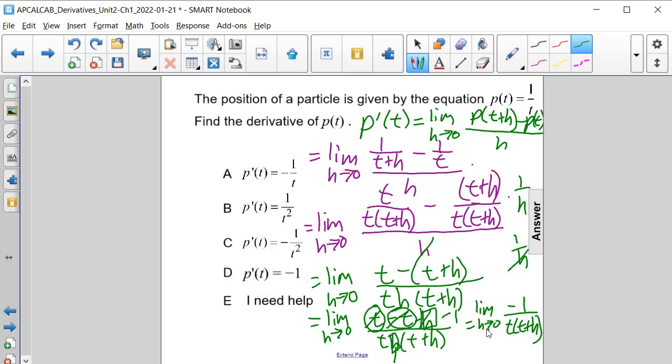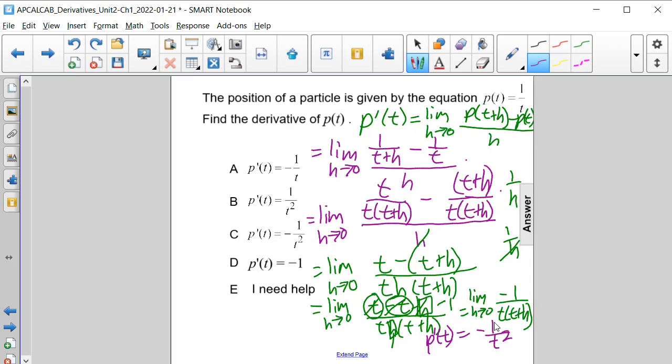And now we can use direct substitution with h being 0. And when we do that, we will have left -1 divided by t times, well, t plus h becomes just t, so t times t is t squared. And that's what P prime of t is equal to, -1 divided by t squared, or answer choice C.